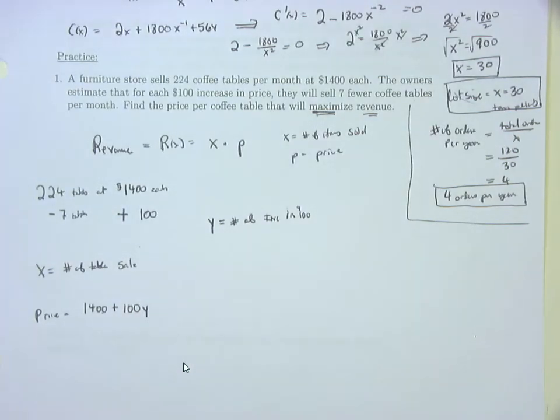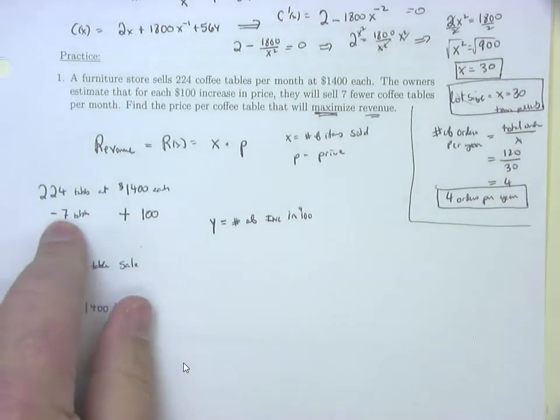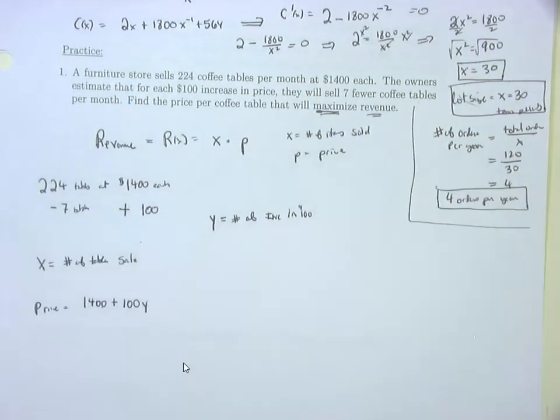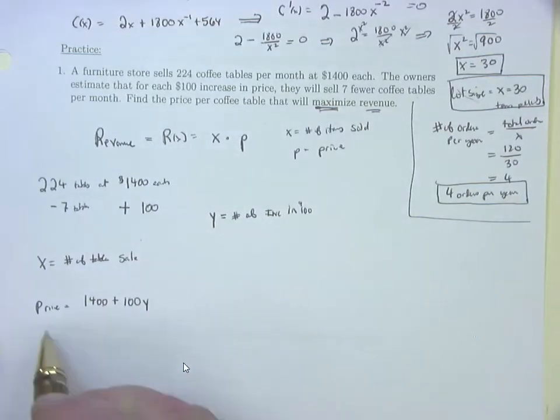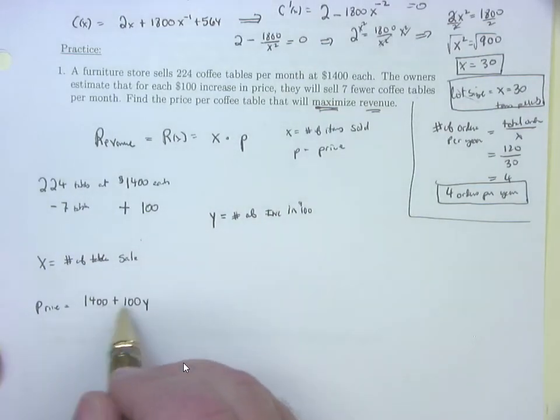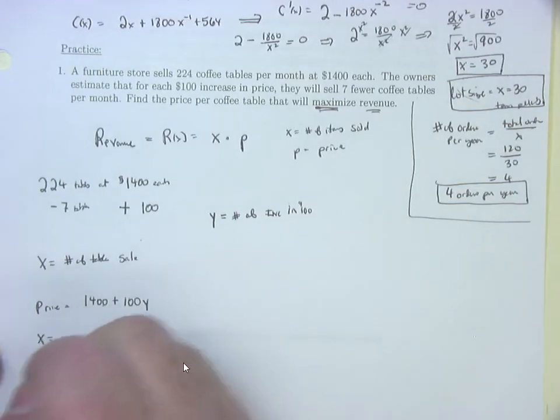Does that make sense? If I go, let's make it $200, we're going to increase the price by $200. I'm going to end up losing 7 times 2, which is 14 less sales. So Y is going to be the number of increases in this $100. So this would be the price: $1,400 plus 100 times Y. Y is every time you increase that $100. But then what is X going to be? The number I'm going to sell.